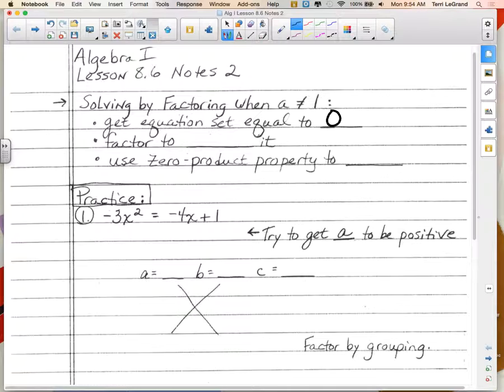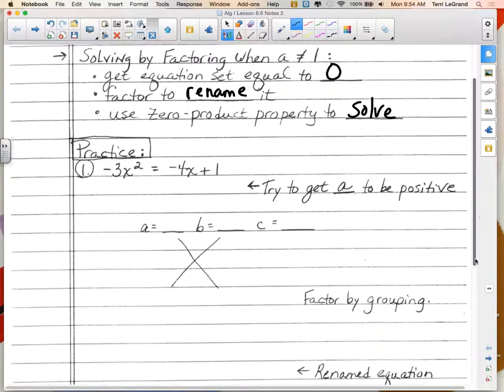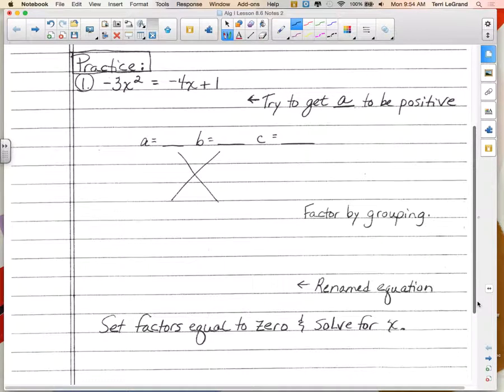We're renaming it. To rename it. That's what we were doing when a was equal to 1 also. Rename the quadratic expression, that polynomial, so that then you can use the zero product property to solve. Okay? So getting it in factored form, getting it renamed, helps us say, well, now I can set each of the factors equal to 0, solve each of them independently, and see what my solution or solutions are.